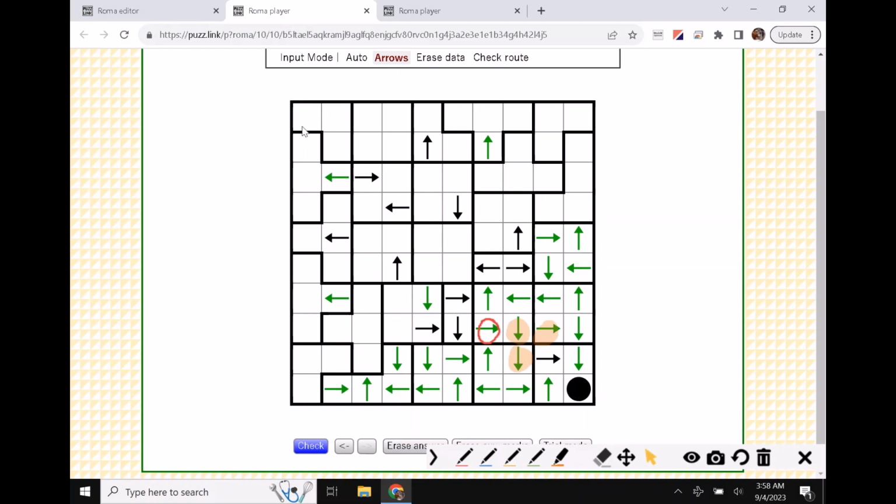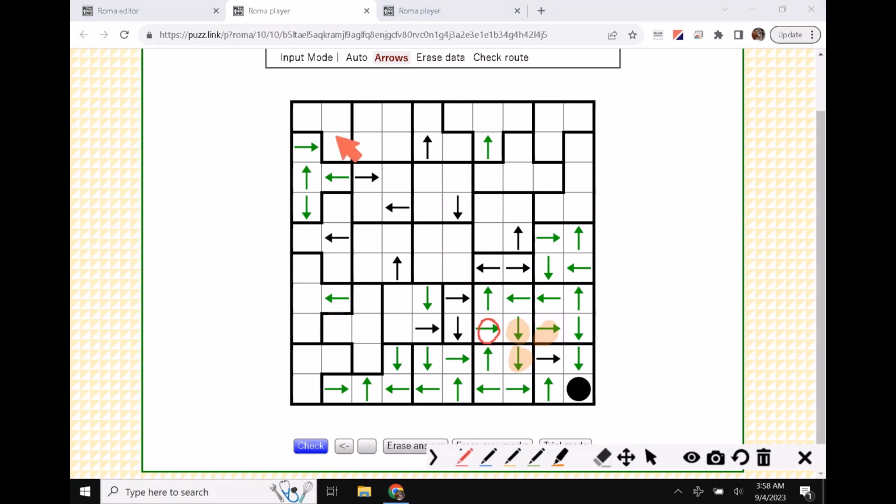So we need to prevent this from being a virtual 2x2. So this can't be up, which means that if this was down, you'd have to place the up here, which breaks. So this must be up, this must be down. That leaves right here.